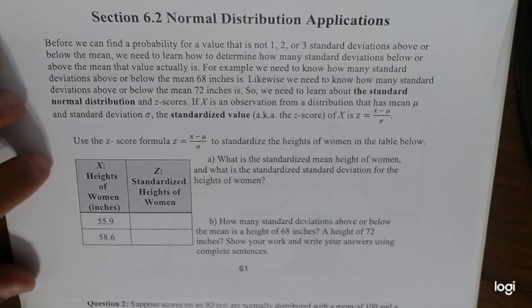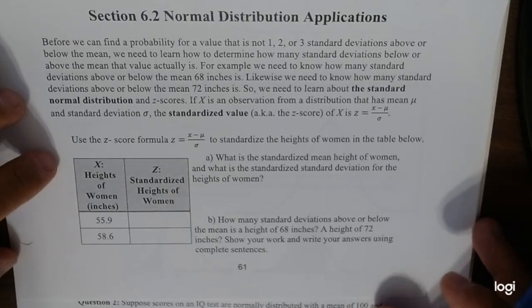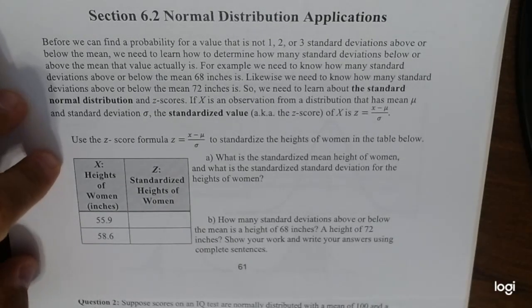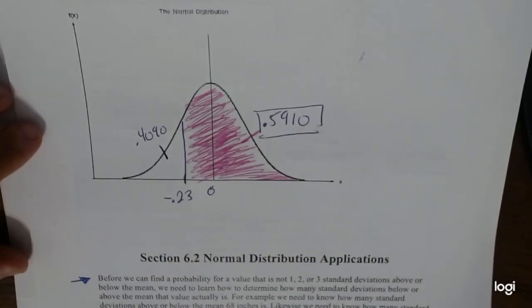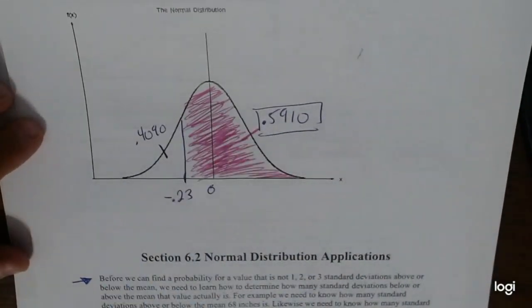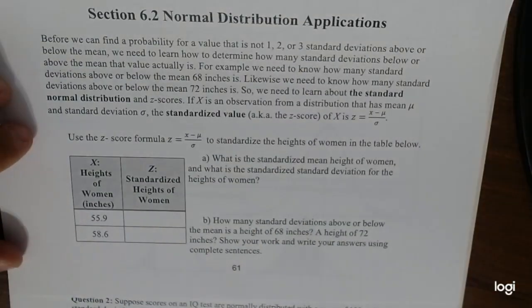Alright class, so today we're going to talk about 6.2 normal distribution applications. So now we're going to talk about what if we're given the applications of what we do for normal distribution? So all the stuff we did in last section of 6.1, right? We were able to find areas. Now how are we going to associate that using our portion here?